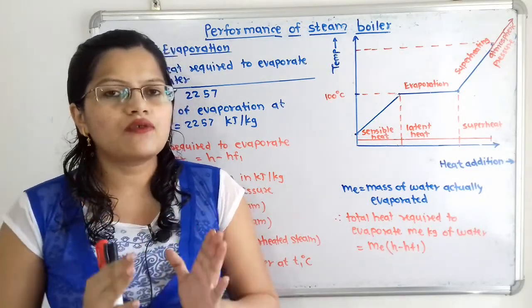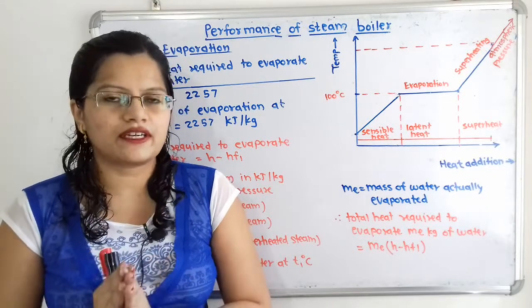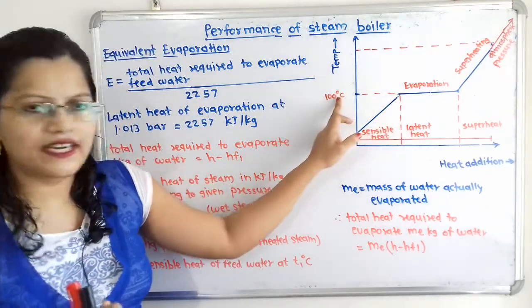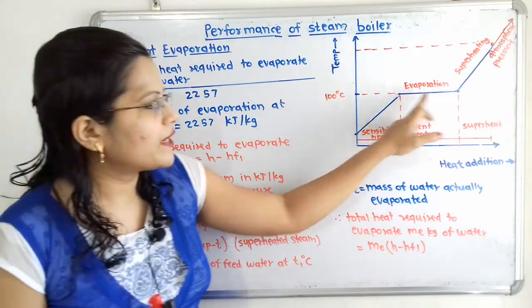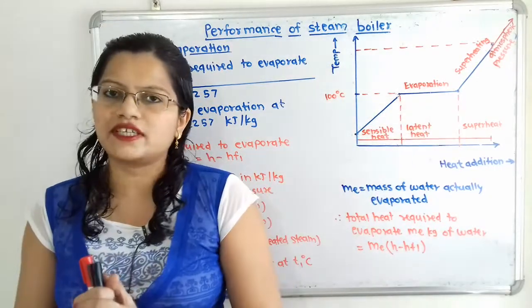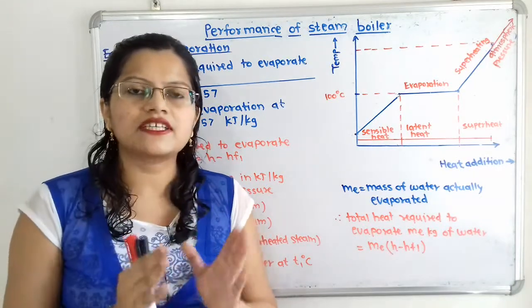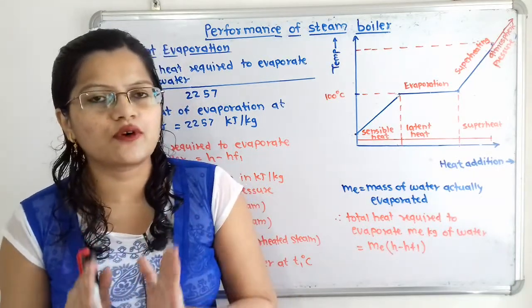It is the amount of water evaporated from a feed water temperature at 100 degrees Celsius up to a dry and saturated steam at given atmospheric pressure, that is equal to 1.013 bar.